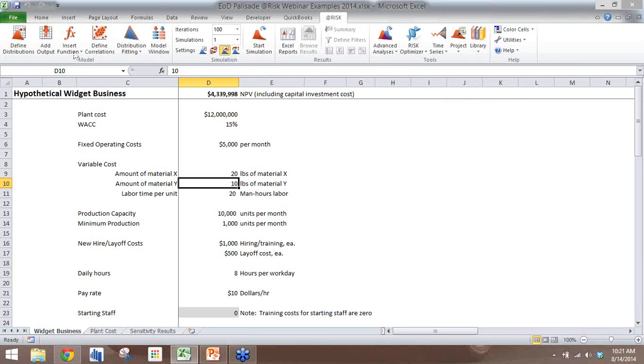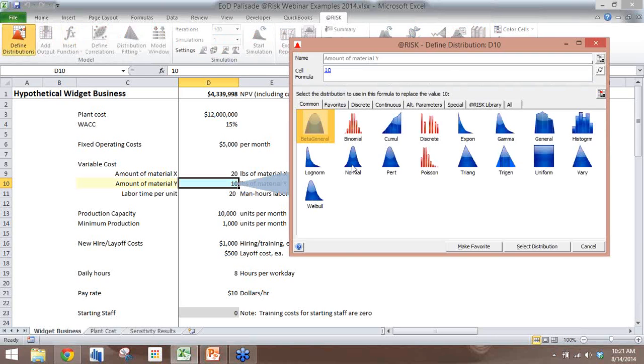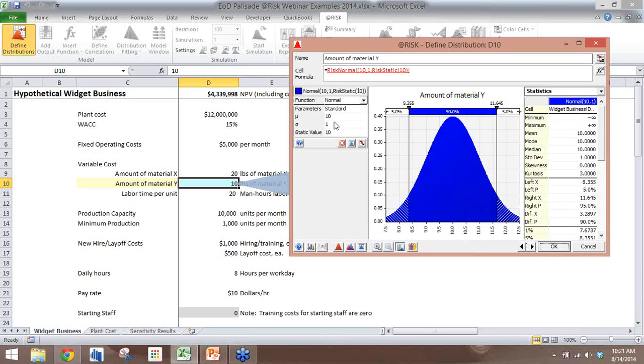I'm going to do exactly the same thing on this next distribution. So I'm going to keep both of these with a 10% standard deviation around the inputs. Again, here we have a standard deviation of 1, which is 10% of 10.